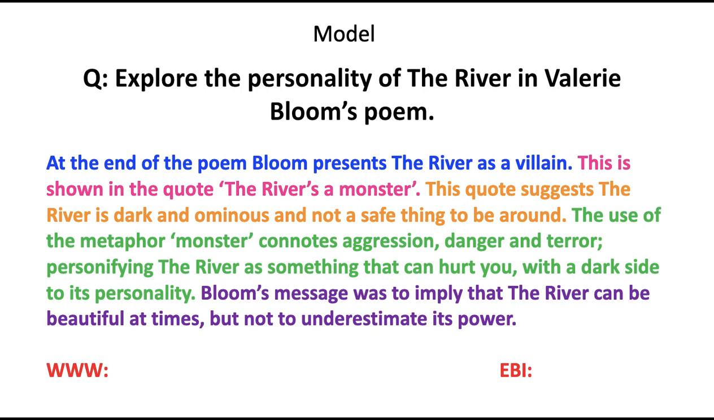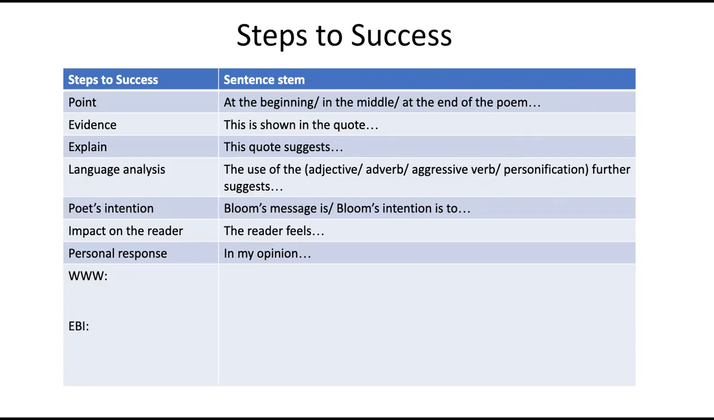And what I want you to do in your mind now is give me a WWW and an EBI. I've included a lot there, and I have given an interpretation, but there are things off the steps for success that I'm missing. So let's have a look at these steps of success. Okay, as always, we've got our point, our evidence, our explain, our language analysis, our poet's intention, our impact on the reader, and our personal response. And on the right-hand side there, you can see that I've given you some sentence stems that you can use to piece together your P paragraphs.